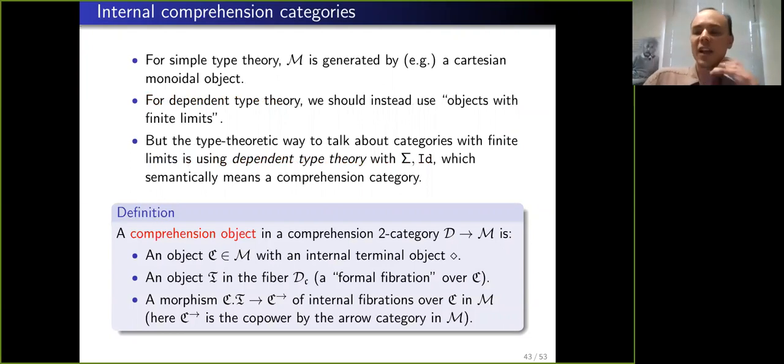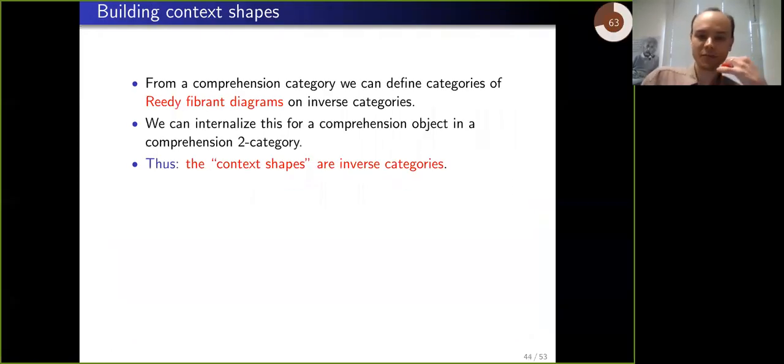Our comprehension two category is going to be generated by comprehension objects. And a comprehension object, again, is an object of M, which is like the contexts, and an object of D, a mode over that, which is like the types. We think about the types as being a formal fibration, and this is why it matters that the basic two fibration consists of fibrations. And then we have a comprehension morphism in M, which tells us how to interpret a basic mode as extending a mode context.